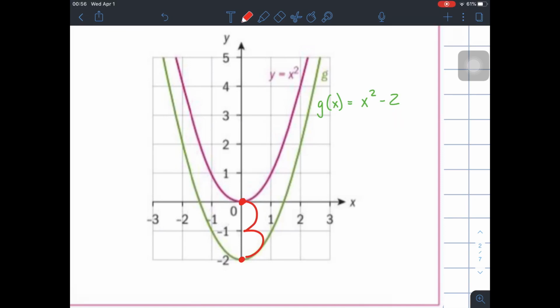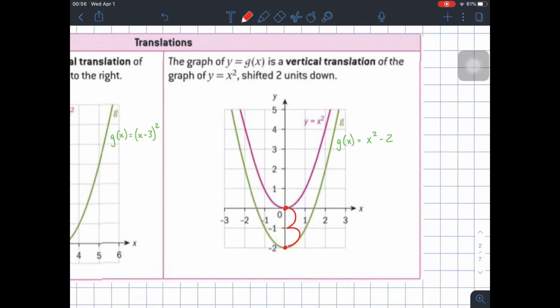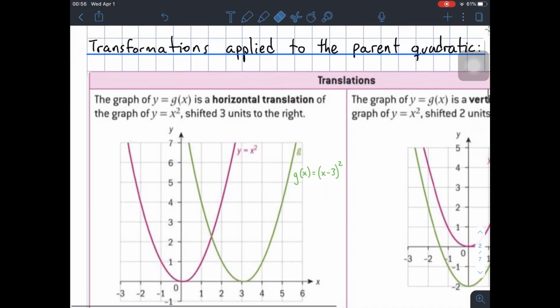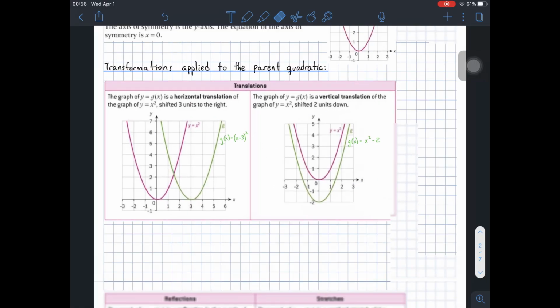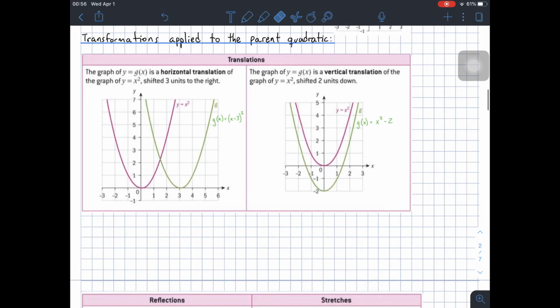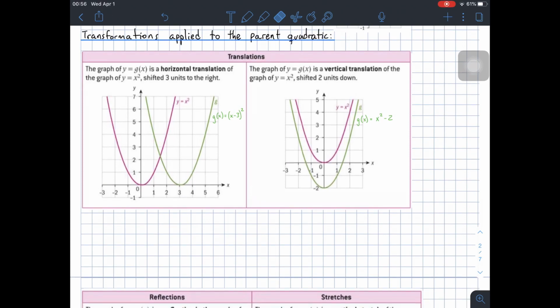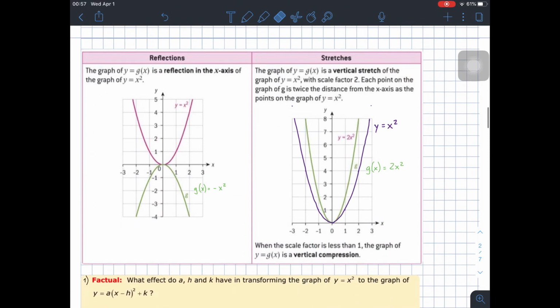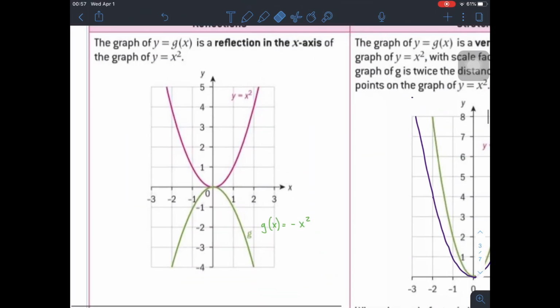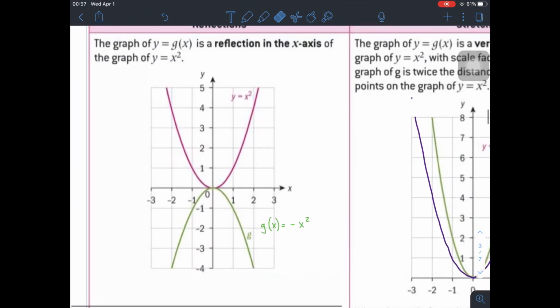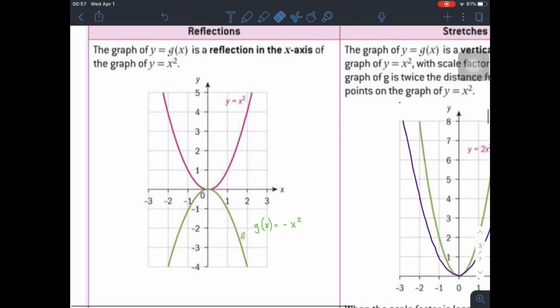The minus 2 is outside the parentheses if we want to make a vertical shift, okay? So remember those rules for transformations. We're going to be applying them a lot for all the different functions we're going to be covering in the IB program. Okay, then we have reflections. It says the graph y equals g(x) is a reflection in the x-axis of the graph y equals x squared, which is the parent function.